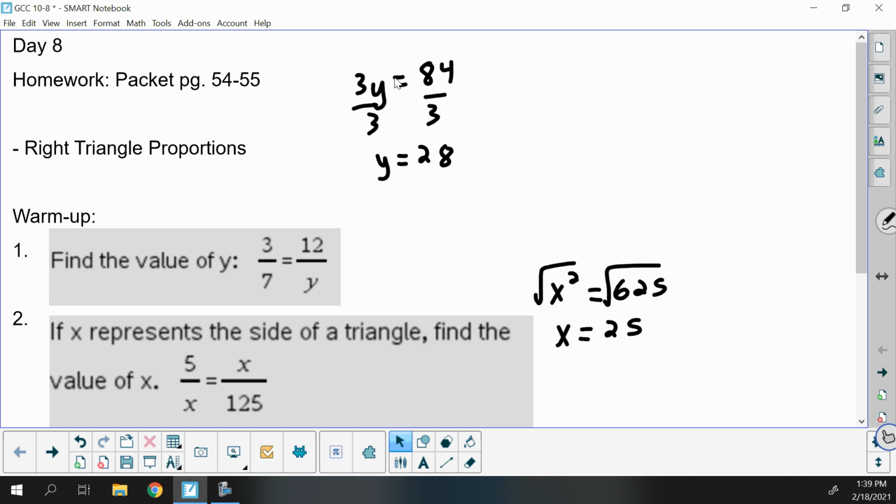Now the reason they said x is a side in the triangle, because technically when you take a square root, you need to do plus and minus out in front. That doesn't really come into play much in geometry, because we're usually working with sides and angles, which have to be positive. But next year in Algebra 2, that will come back into play.